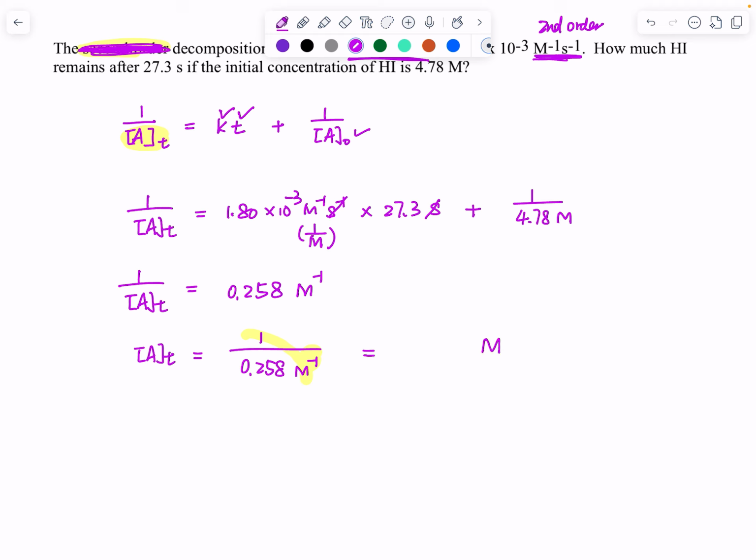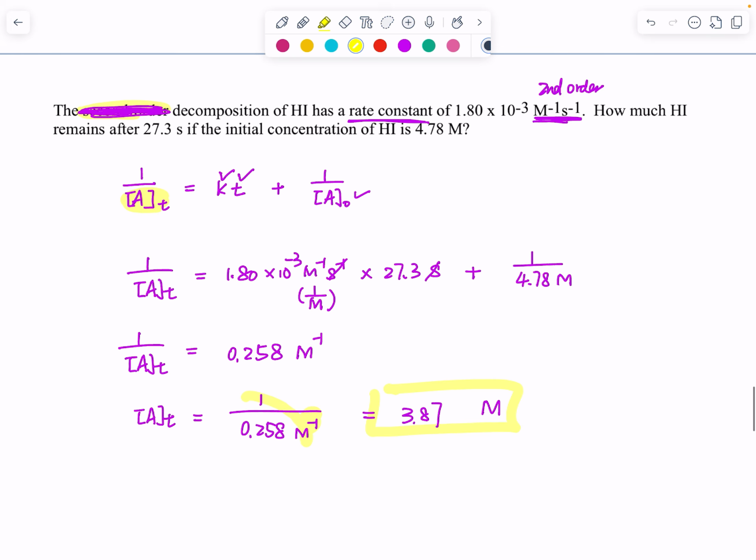That sounds good, right? Of course, put that into the calculator. It turns out to be around 3.87. So this will be the concentration of the second order reaction after 27.3 seconds. Very easy question, as you know, right? What's the relationship we need to use to solve it? Nice and easy. Thank you for listening.